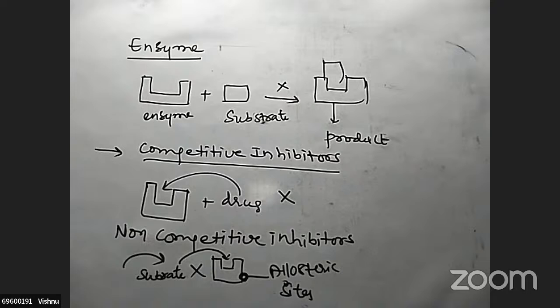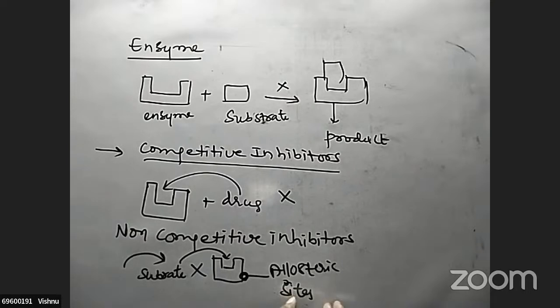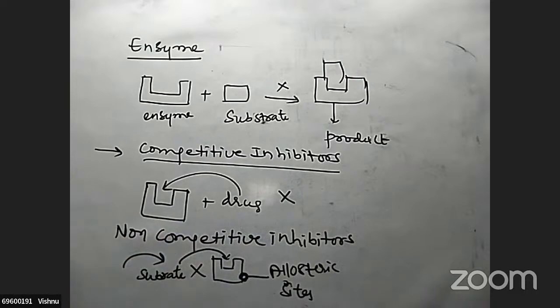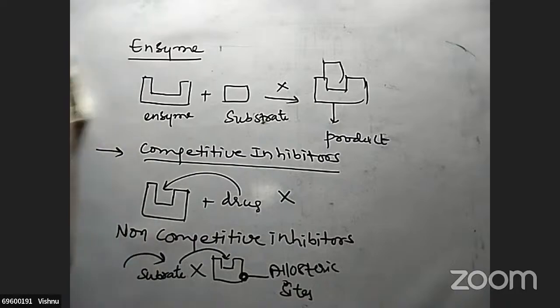These are called non-competitive inhibitors, where the drug is attached to the enzyme and reshapes the enzyme. That is called an allosteric site. So drugs can prevent enzyme action, like histamine production, which can be prevented by drugs in this way, because histamine produced can cause some irritation effects in the body.